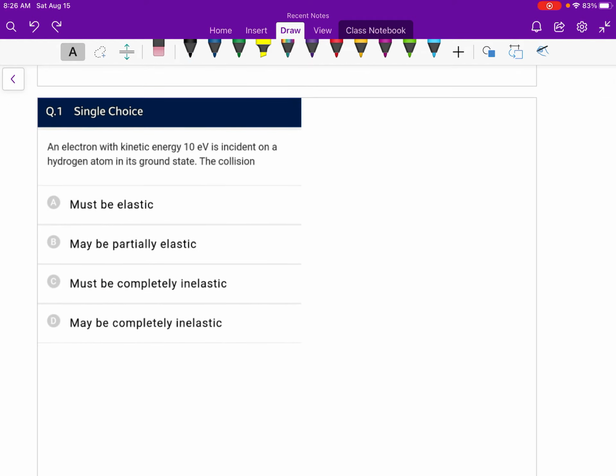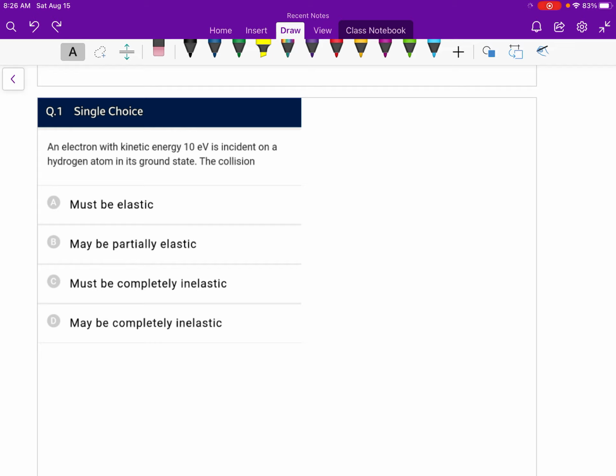An electron with kinetic energy 10 electron volt is incident on a hydrogen atom in its ground state. The collision will be. So guys, जब भी एटॉमिक कोलिजन्स होंगी, इलेक्ट्रॉन की एटम के साथ कोलिजन होगी, तो ऐसे में इनइलास्टिक कोलिजन तभी होगी जबकि इलेक्ट्रॉन की एनर्जी दो एनर्जी लेवल्स के डिफरेंस के इक्वल होगी. If energy of electron is equal to the difference of energies of two energy levels, then only the collision will be inelastic, otherwise collision will be elastic.